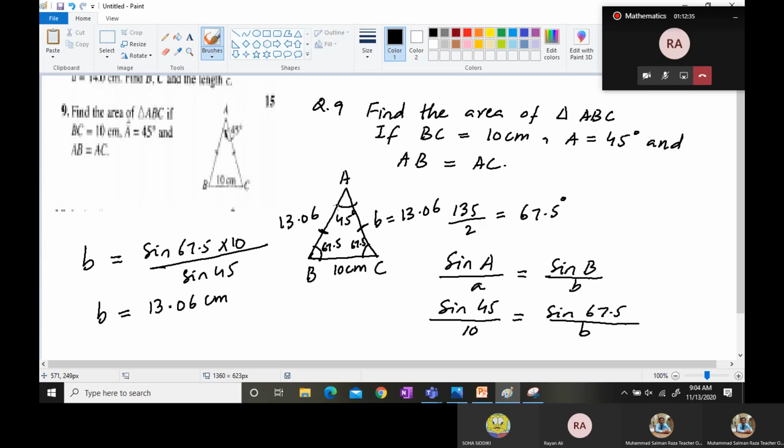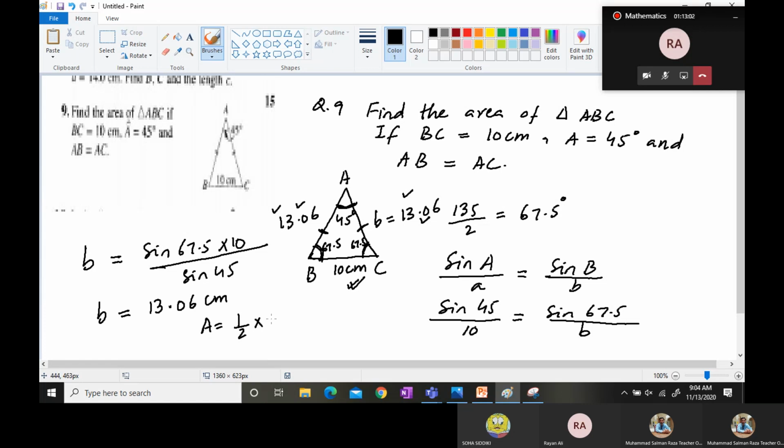I can even apply the area formula over here. If I consider this as my angle and these two as my sides, I can apply the formula of area considering these two as my sides and this as my angle. So you see, guys, finding the area is very easy.